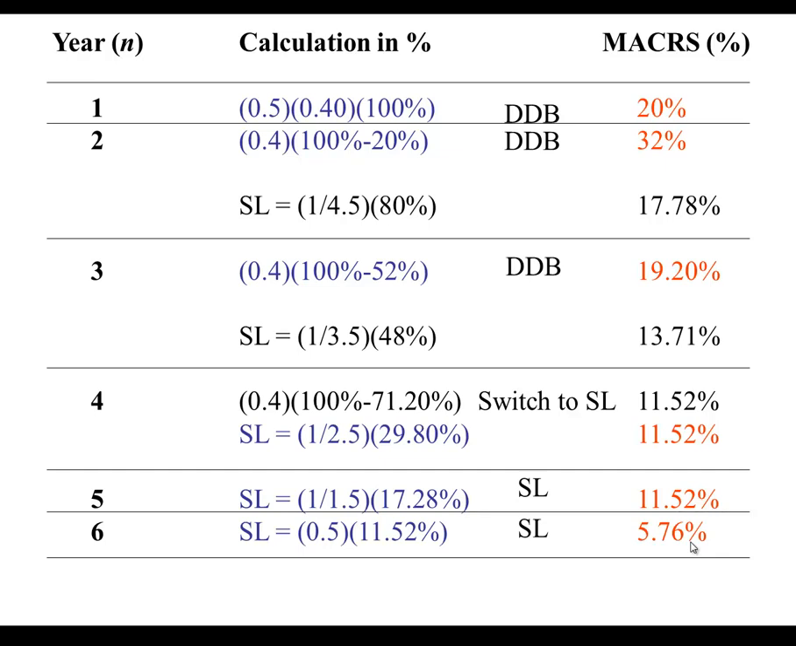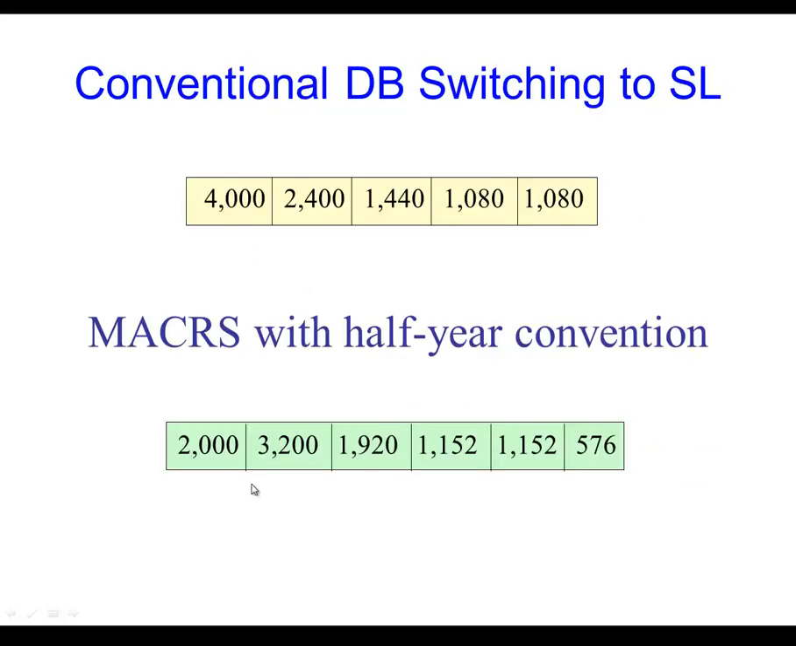So the whole idea is to reduce the amount that you will pay taxes on. And actually, you can see a comparison here between a conventional double balance switching to straight line and the MACRS with half-life convention. At the end, we have $1,080 as an asset that you need to pay taxes on, while using the MACRS, we got $576 just to pay taxes on. So the amount that we need to pay tax got reduced.